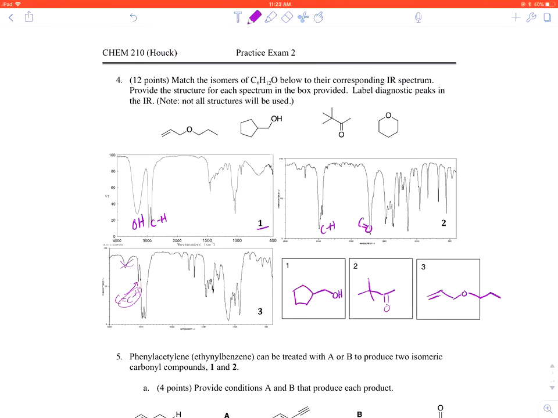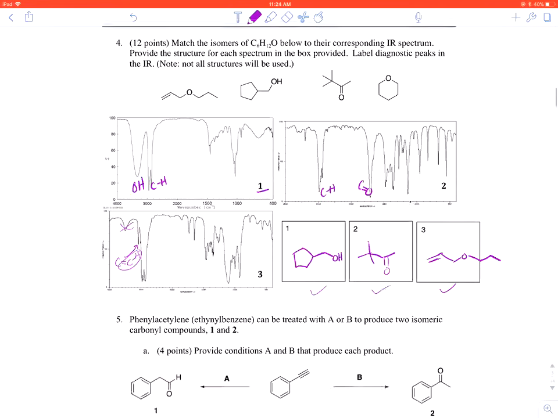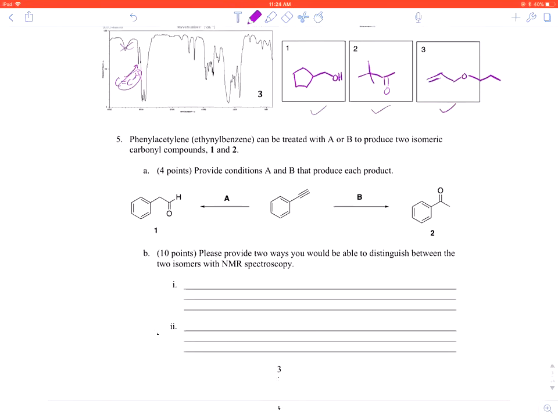We really are just using this to identify functional groups. You have to be able to recognize the common functional group stretching frequencies and whatnot. And besides that, I'm not going to ask you to go too deep here. All right. So you get points for the structures and then points for labeling appropriate bonds in the IR.